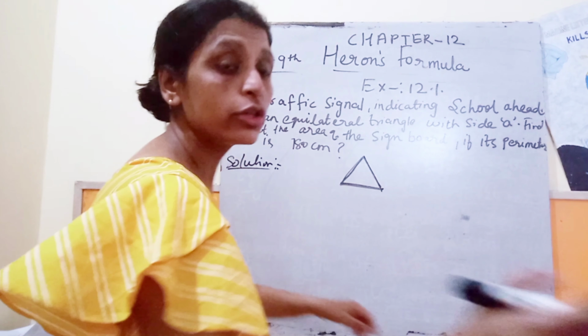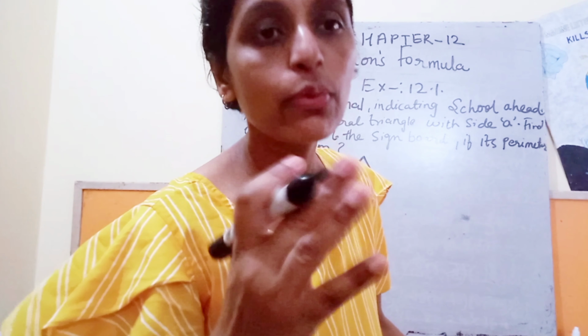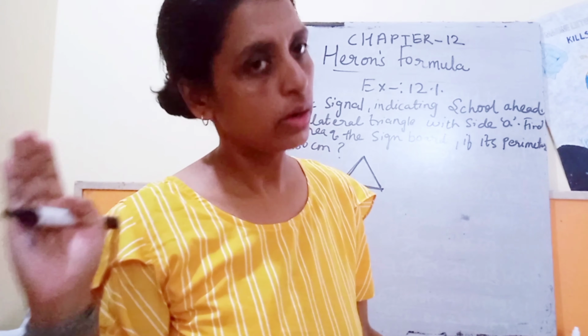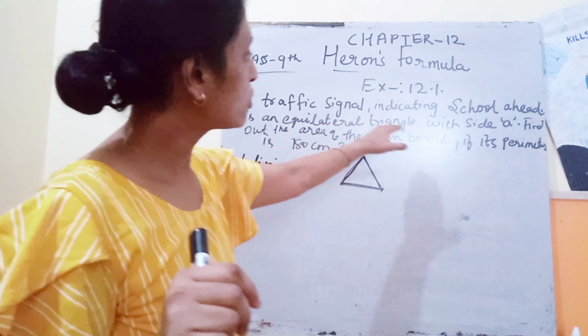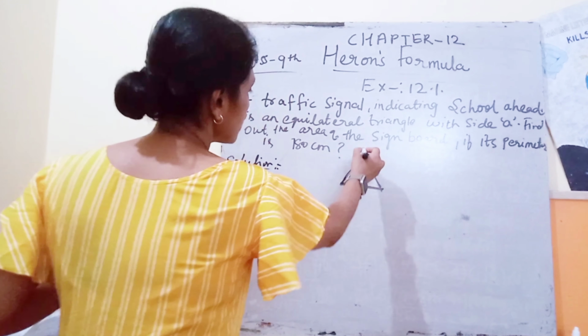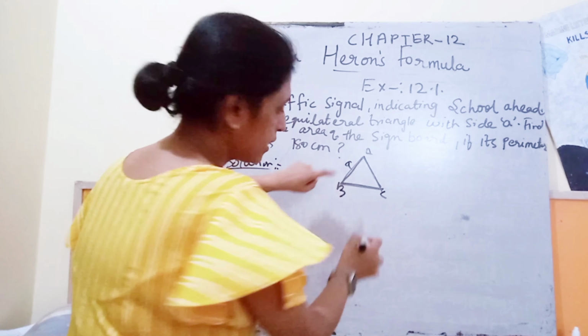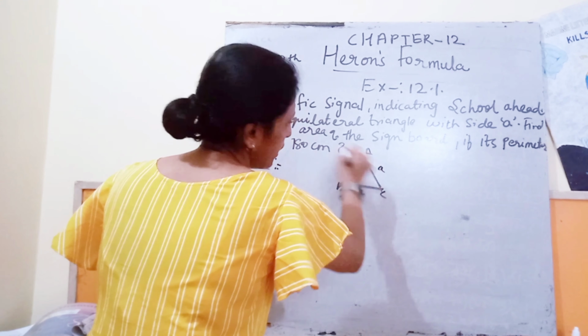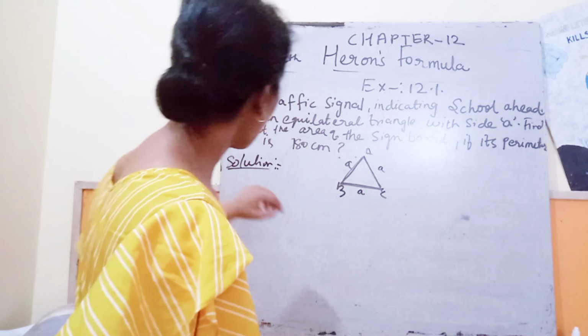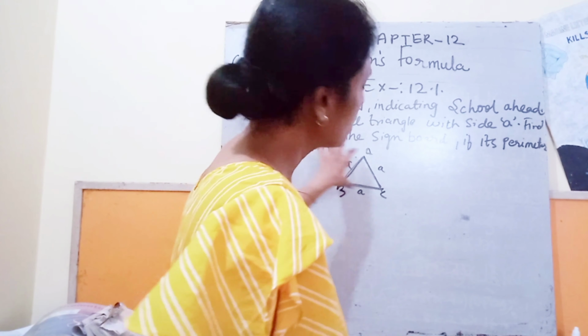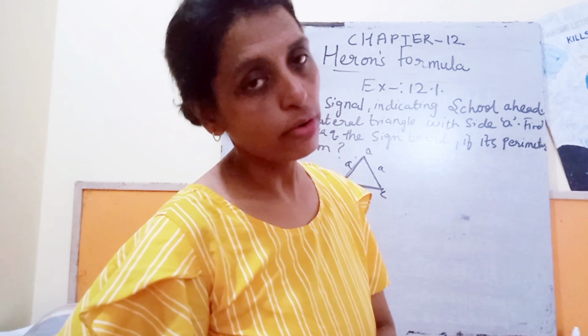So children, you should know what an equilateral triangle is. An equilateral triangle means the triangle whose all sides are equal. Now it is an equilateral triangle with side A. It means the side of this triangle is A. If one side is A, all the sides will be A only. Now we have to find the area of this signboard by using Heron's formula.